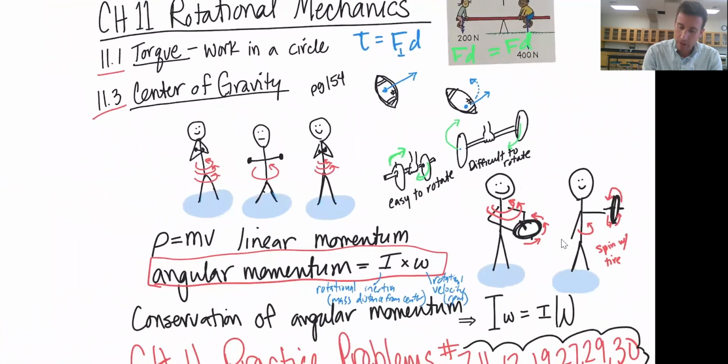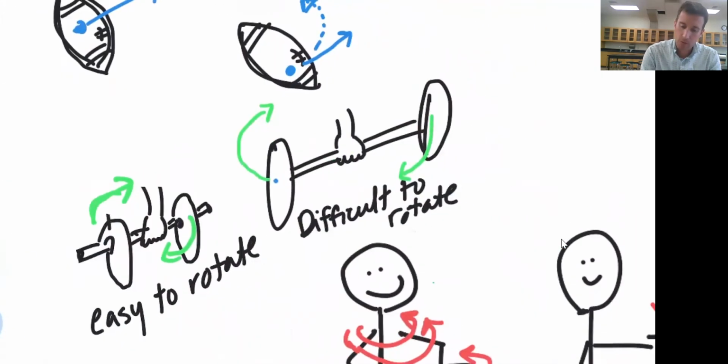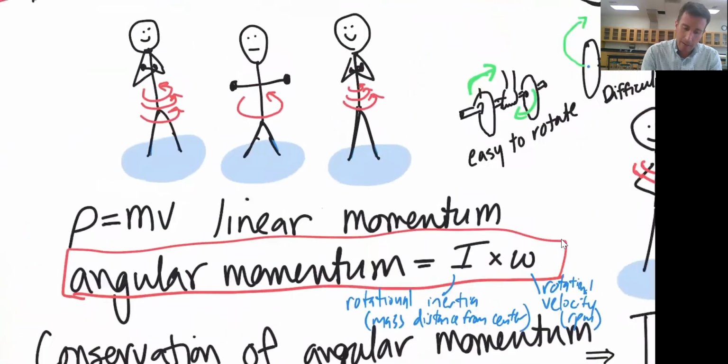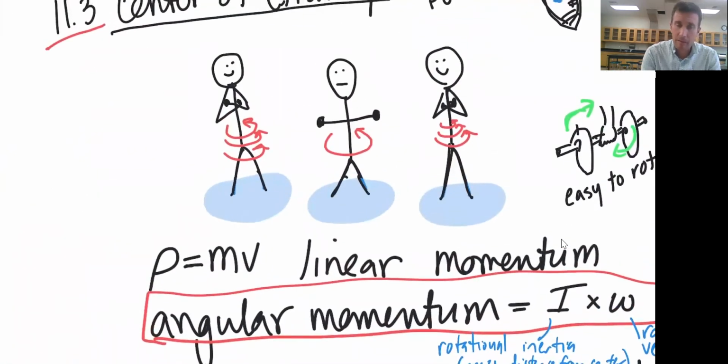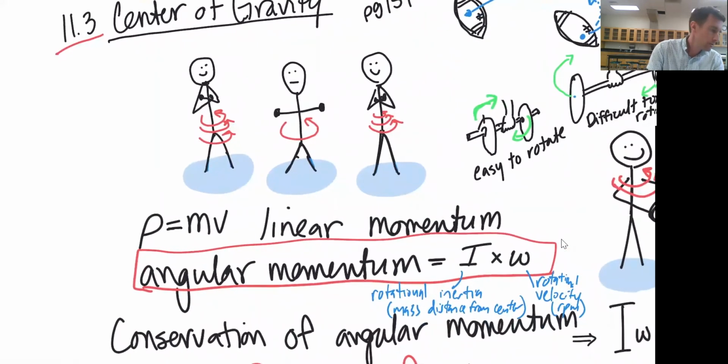So I found that when I moved the mass to the center, it was easy to rotate. When the mass was far out, it was really difficult to rotate. Similarly, over here, when I brought my arms in, I spun really fast. When I put them out, I spun slowly, and then I brought them in again and I spun fast again. Okay, so let's talk about the next thing.